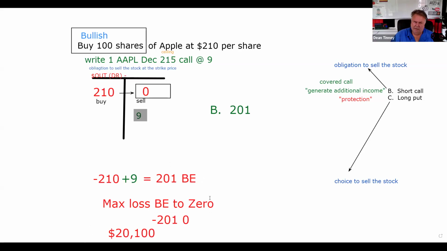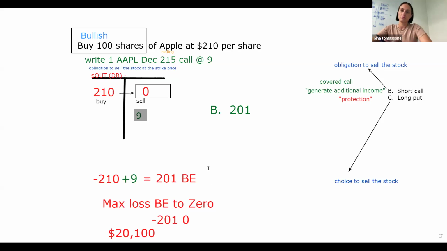Right. So now they said the client buys 100 shares of Apple at 210 per share, writes an Apple 215 call at 9. All the following are true except choice A says the break even's 201. We say, oh, okay, A is true. Remember, we're looking for things that are true, right? Choice B says the maximum loss is $201 per share or 20,100. We go, that's true.